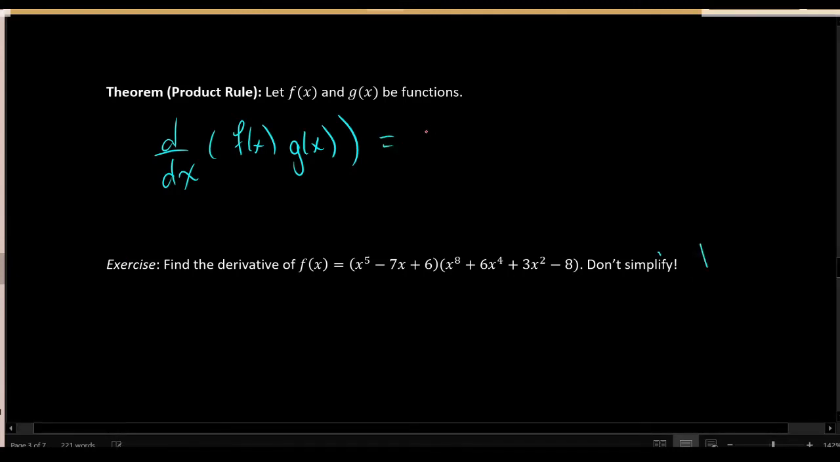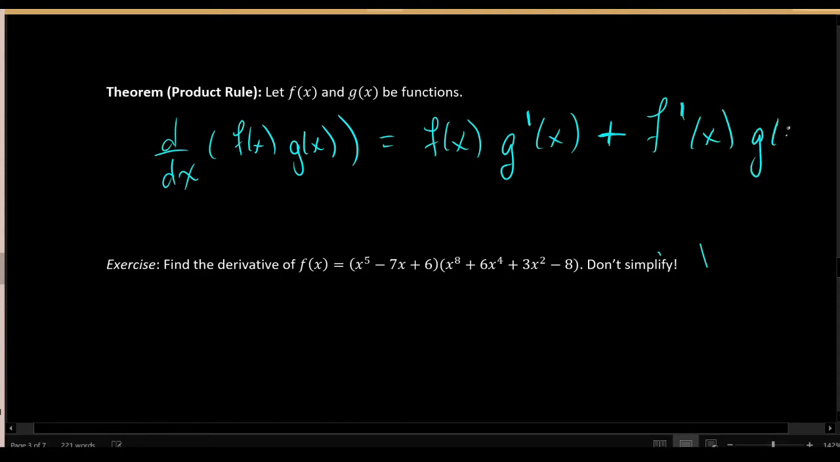You take the function f of x with no prime. This is f of x original. You multiply it by g with a prime. And then you combine that and add it with, this time the prime is on f and not on g. As people are calculating this, you'll see them reciting this little mantra in their head: the first times the derivative of the second plus the derivative of the first times the second.